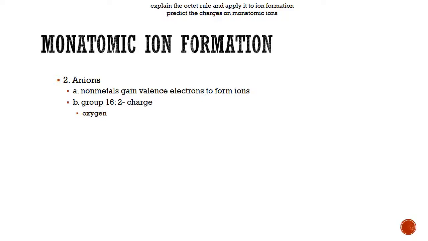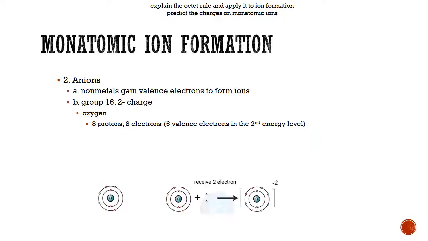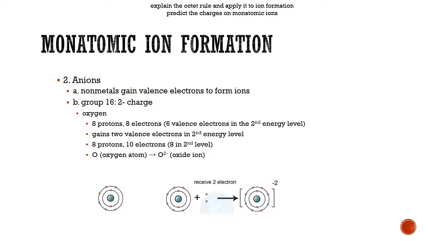You're probably seeing the pattern here. So let's take a look at oxygen. Now know that oxygen has 6 valence electrons because it's in group 16. There are 8 protons and 8 electrons there total, but the 6 valence electrons. So when oxygen forms an ion, it will gain 2 valence electrons to fill that outer energy level, and it will now have 2 additional electrons. It now has 2 more electrons than protons. So because it has 2 more electrons than protons, its charge is 2 minus.